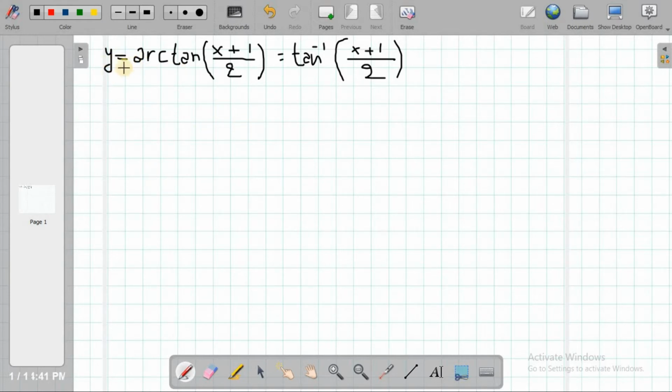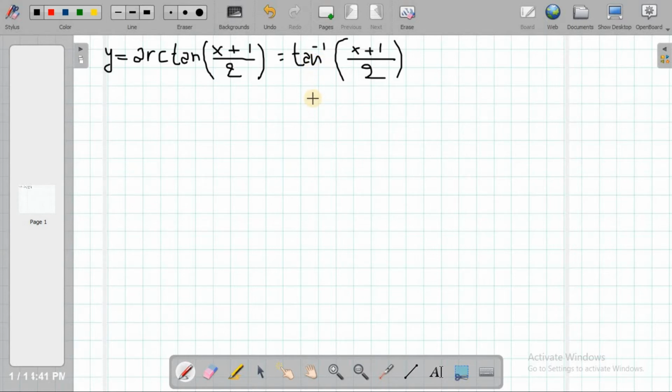They say find the derivative of y, the differential of y, dy over dx, of y equal to arctan of (x plus 1) over 2. Like I say guys, arctan of this thing, we can rewrite it like tan minus 1 of this thing. So if we check in this case, we have a function of tan minus 1, and we want the derivative of tan minus 1.